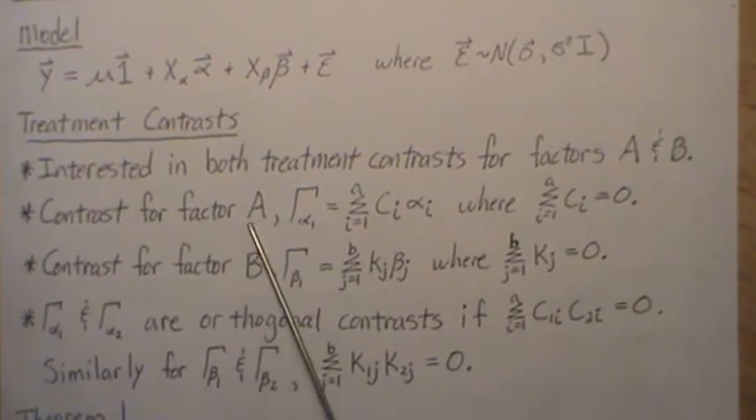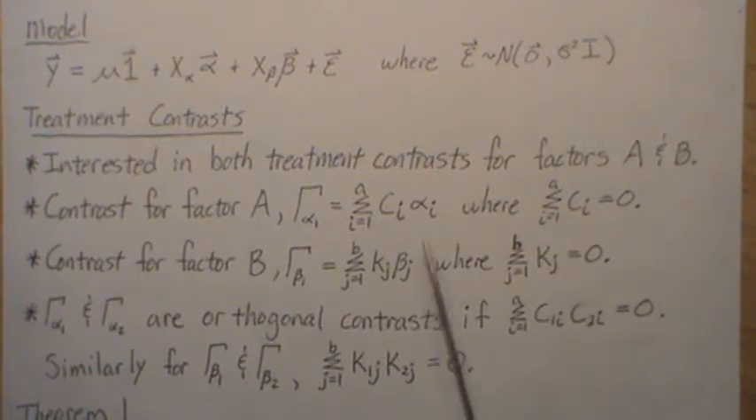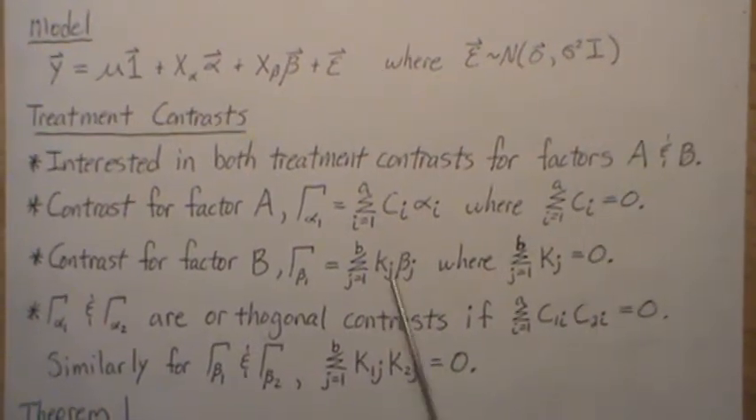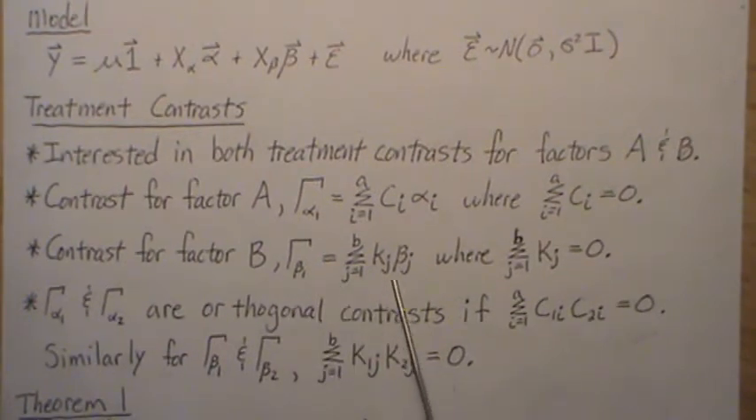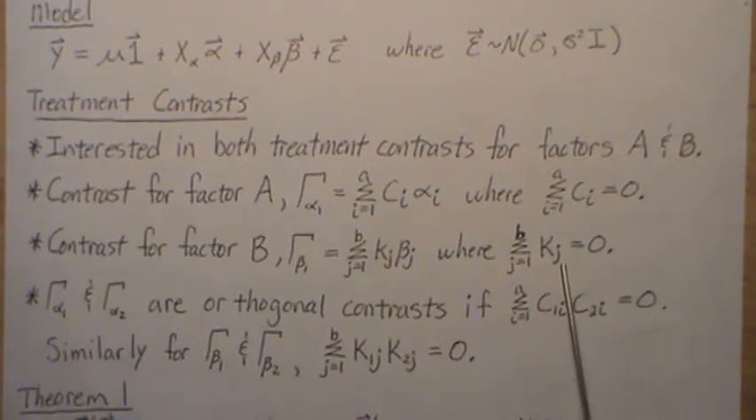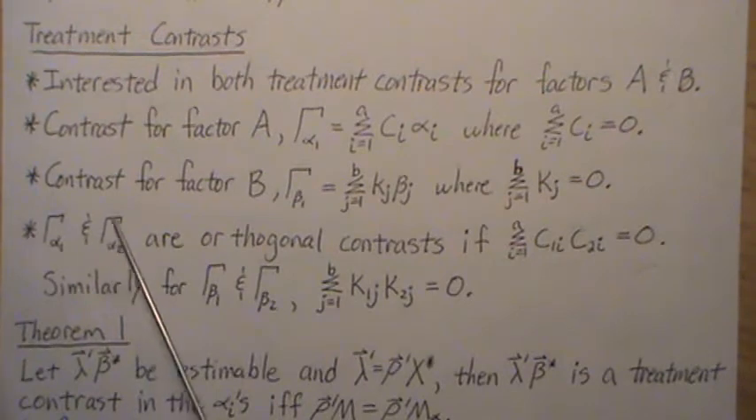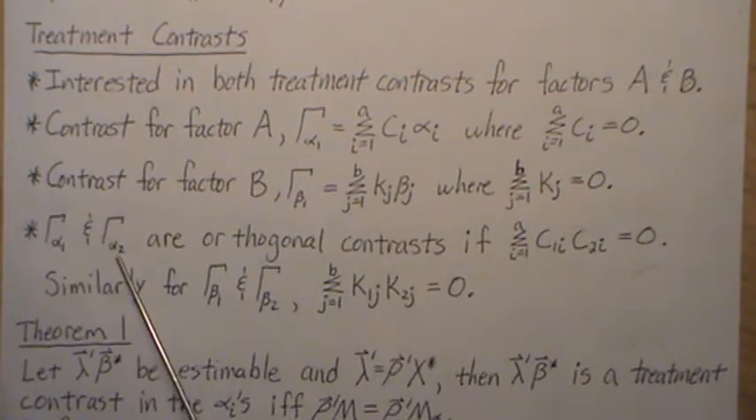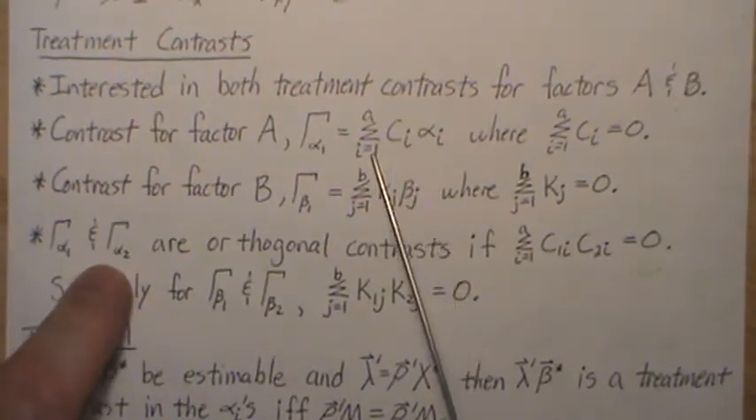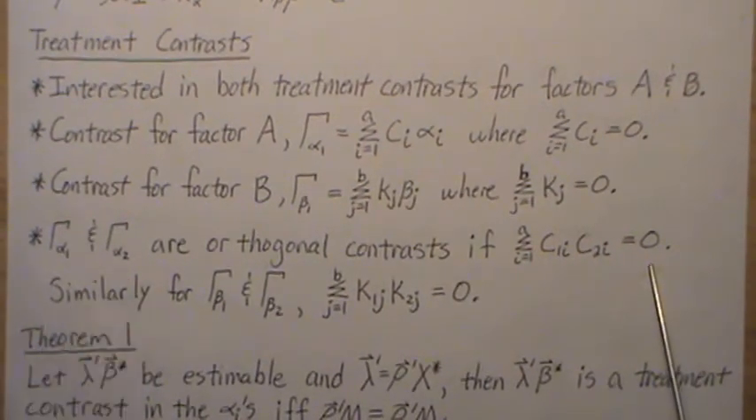A contrast for factor A is a linear combination of the alphas, where the sum of the constants sum to 0. And a contrast for factor B is a linear combination of the beta components, where the coefficients k_j sum to 0. Now, the two contrasts, gamma of alpha 1 and gamma of alpha 2, are orthogonal contrasts. First, if they're contrasts, they're linear combinations of the alpha parameters, but the sum of their products is 0, and that means they're orthogonal.